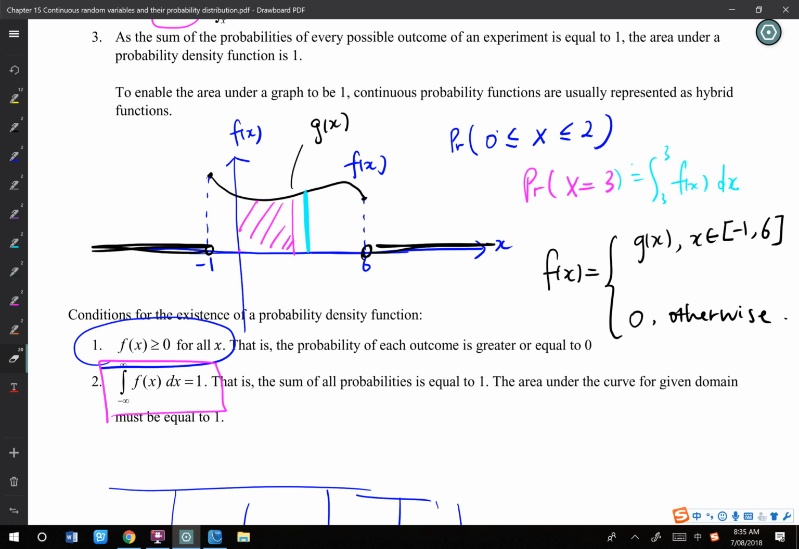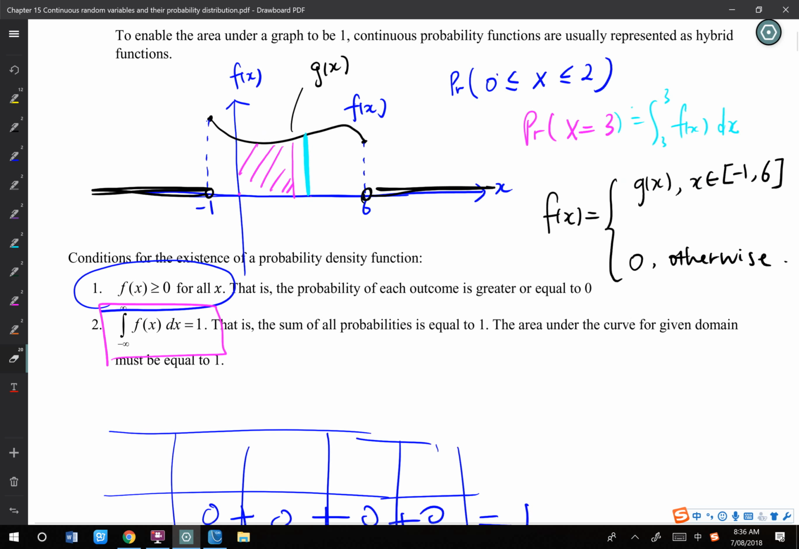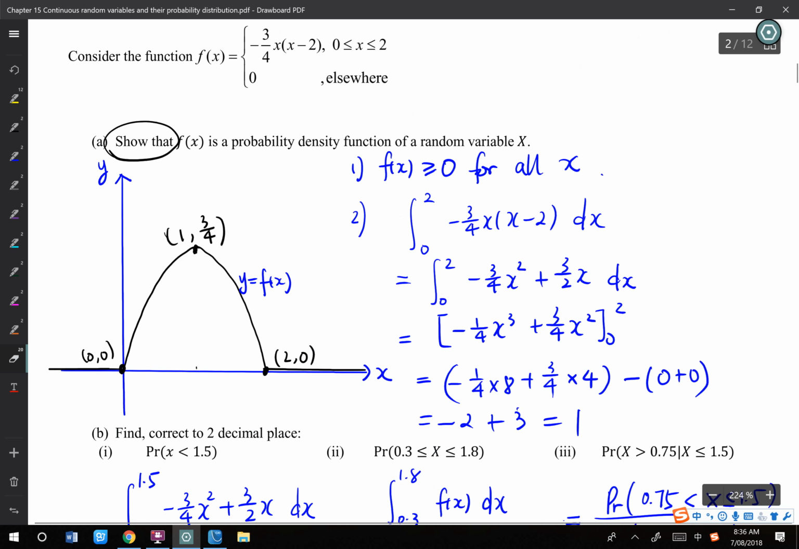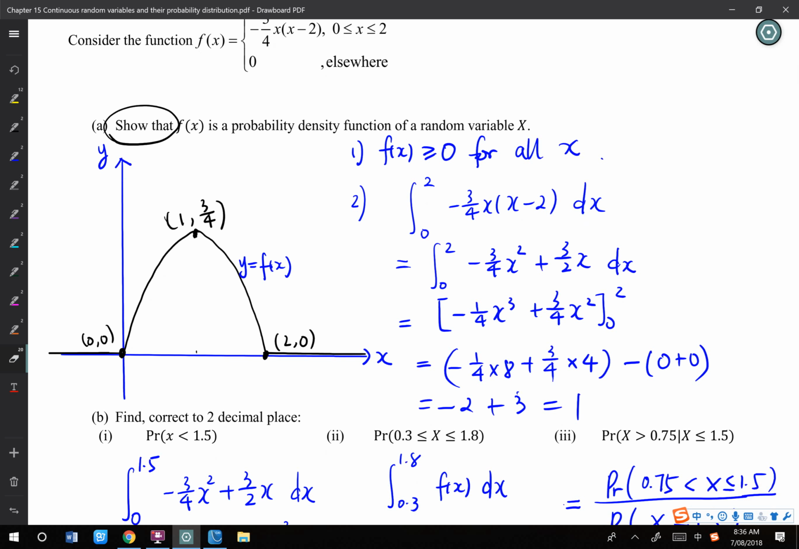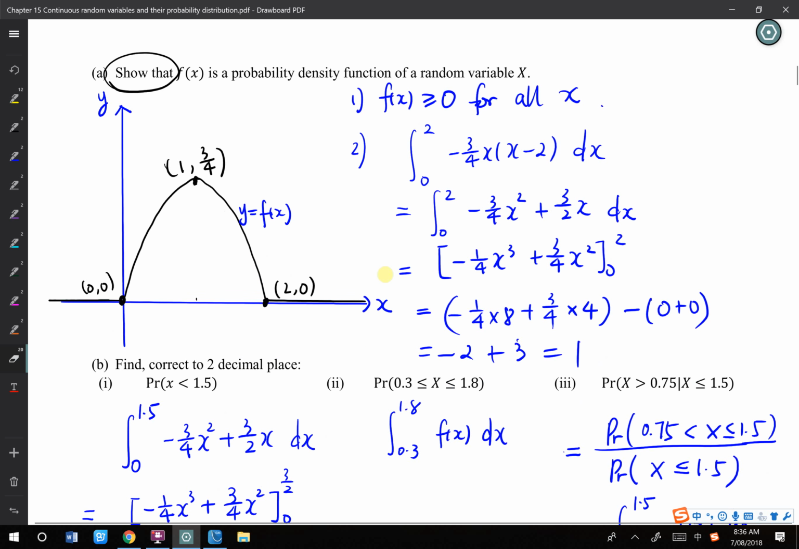So first, how to prove it's a density function. Second, how to sketch the density function curve, which is a hybrid function. And the third thing we talked about is how to find the probability for an interval, like in between A and B, greater than B, less than A, those kinds of things. I said you use the area under the curve to represent probability, and whatever your integral value is, that is your probability.